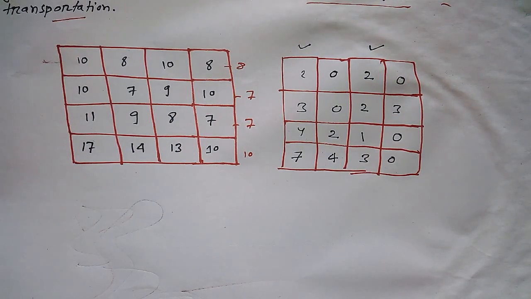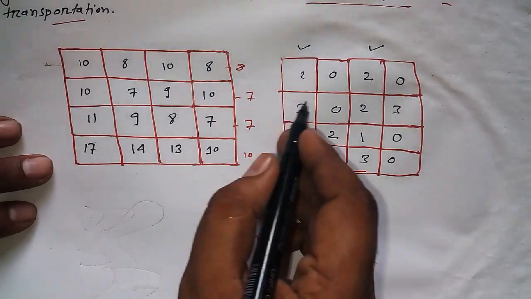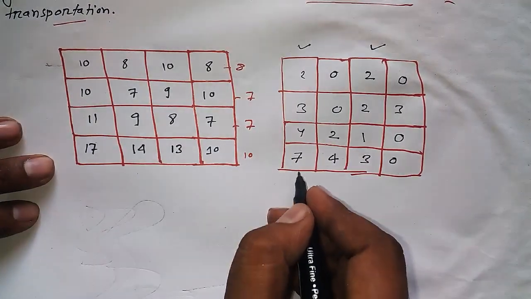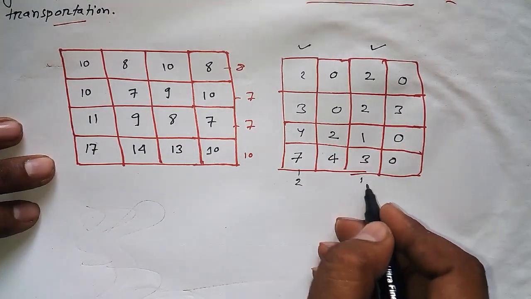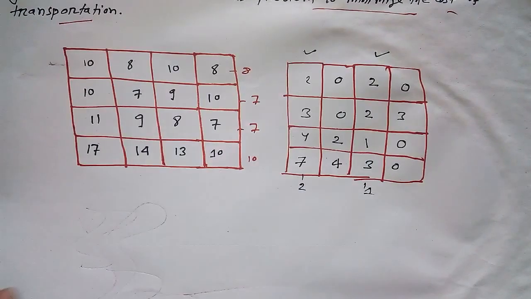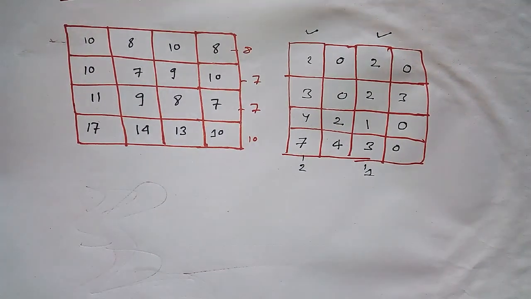So we have to find the minimum number in these columns. In these two columns the minimum value is 2, and here the minimum value is 1. So we have to do the same process that we applied in the case of the row operation. That is known as the row operation, and here we are doing the column operation.